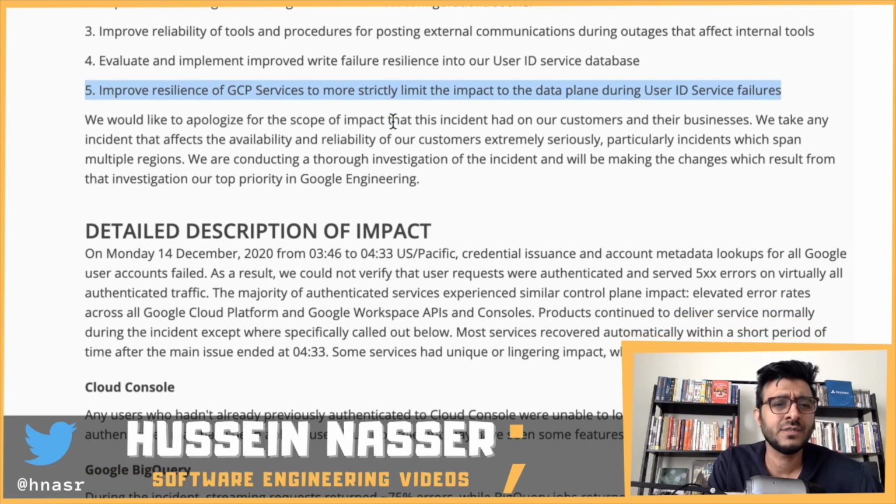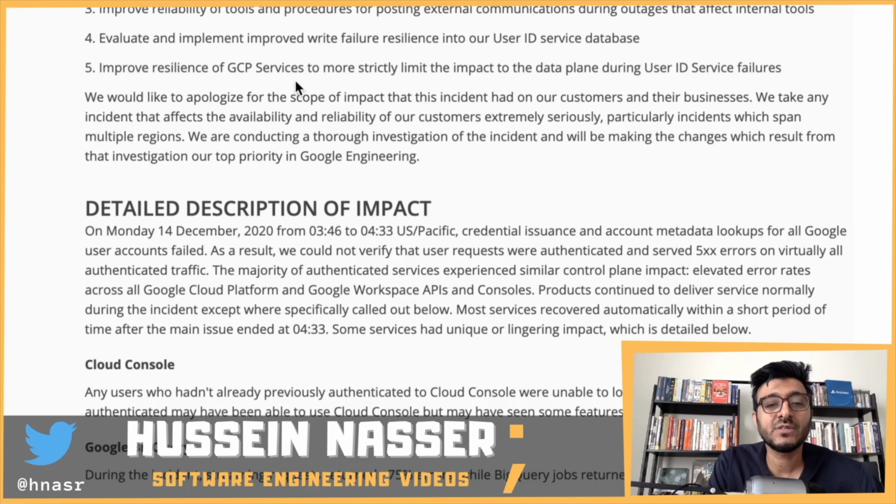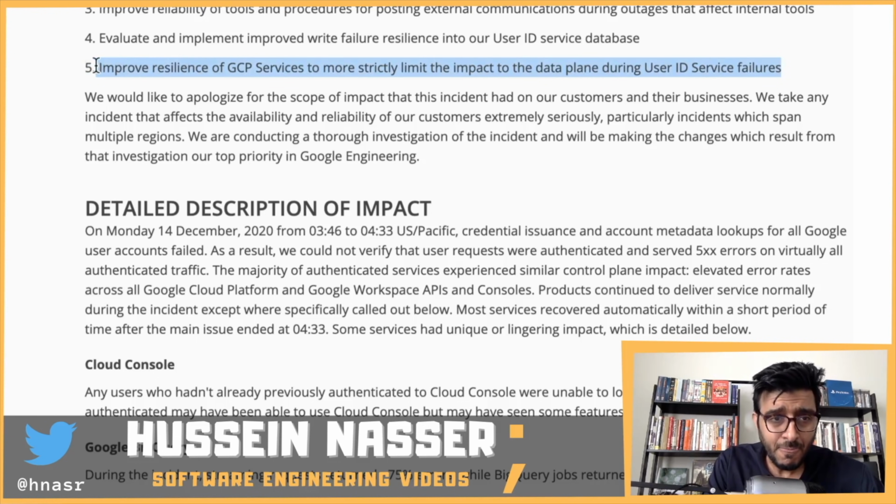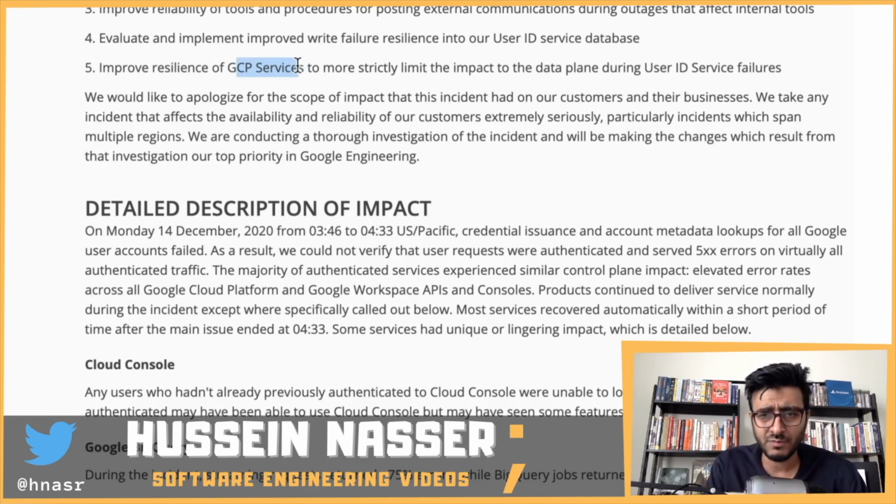These are tough. Improve resilience of GCP services to more strictly limit the impact to the data plane during user ID service outages. So they said, okay, GCP services should be standalone from the user ID. They are trying to separate these two from each other, so that if one goes down, this shouldn't affect the other. That's what we saw with the AWS outage. When Kinesis went down, everything in Amazon went down. Everything, literally everything, because it was so key to Amazon infrastructure. Ironically, even the status report application was relying on Kinesis. So if Kinesis is down, Amazon is crippled.